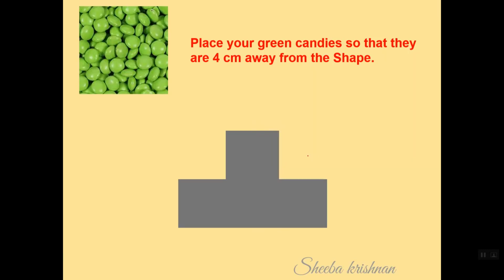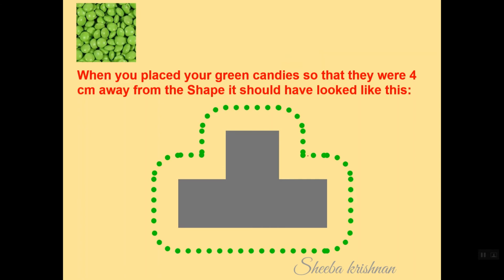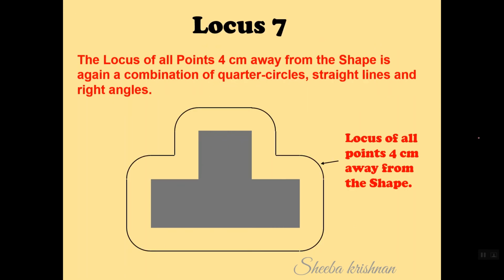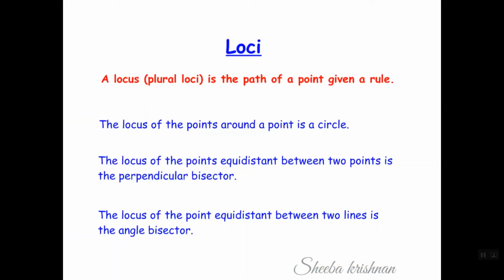Place these green candies so that they are 4 cm away from the shape. When we place the green candies 4 cm away from the shape, it looks like this. The locus of all points 4 cm away from the shape is again a combination of quarter circles, straight lines, and right angles.